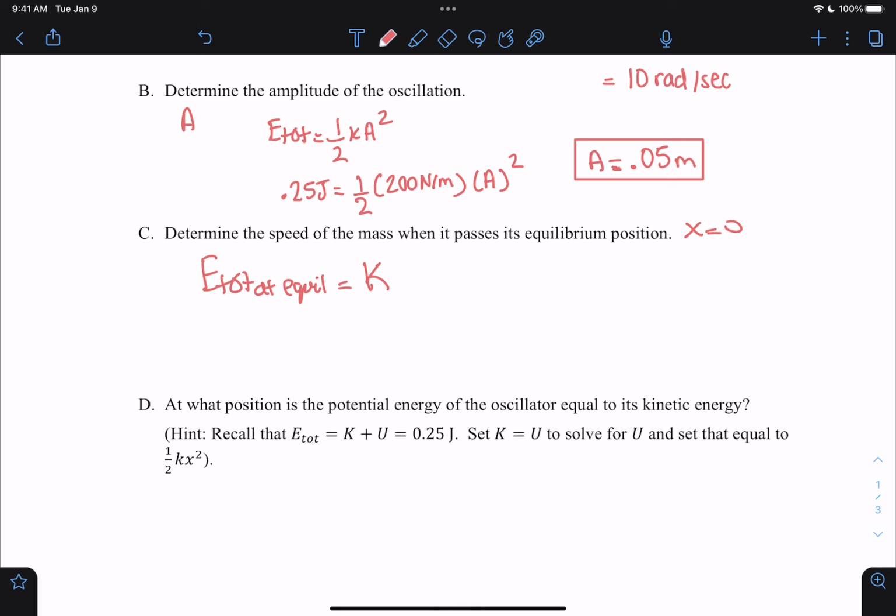Am I frozen again? All right. Sec. So at x equals 0, it's all going to be kinetic and no spring potential energy.